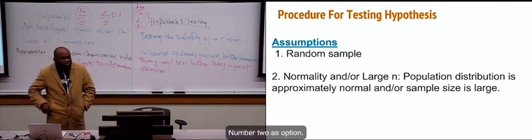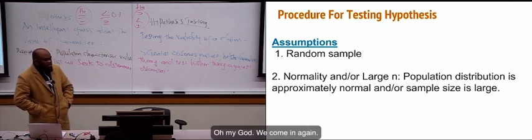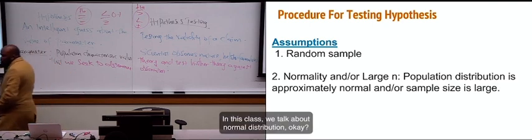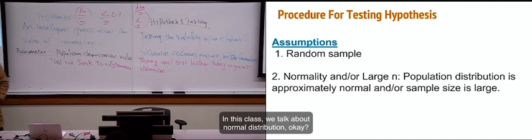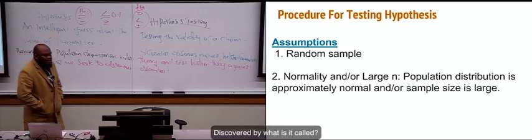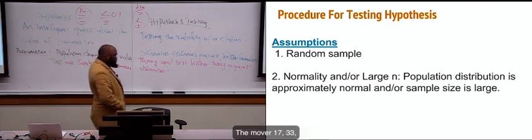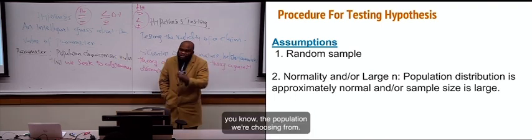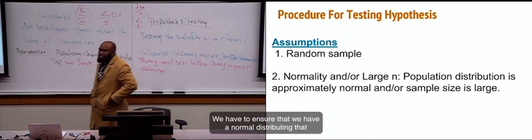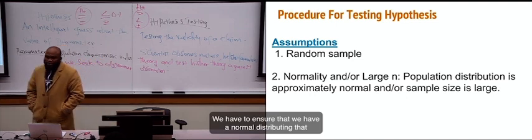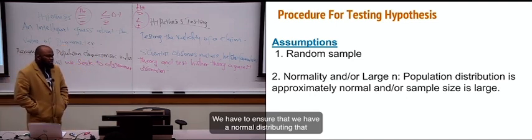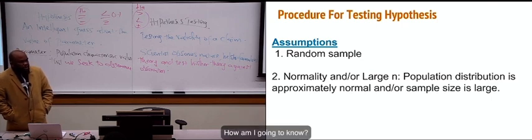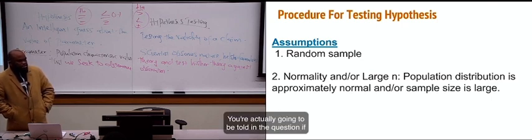Number two assumption: normality. In this class, we talk about the normal distribution, discovered by De Moivre in 1733. The population we're choosing from, we have to ensure that it follows a normal distribution. How am I going to know? You're actually going to be told in the question.